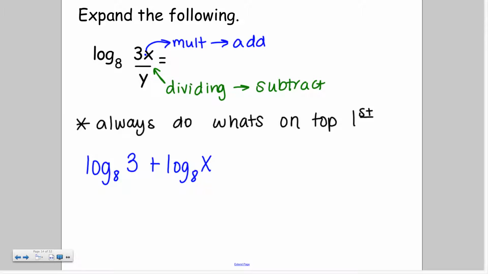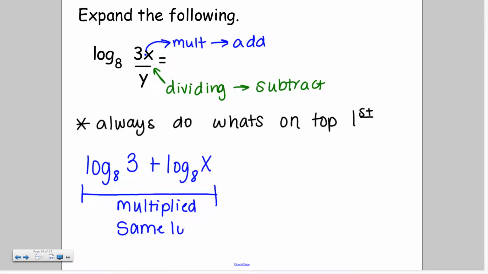All right. Now, if I look at this right here, this is everything that was on top, so I multiplied it. Okay? Everything on top went together, and it went in front. And I keep the same log base. Okay? So always the same log base, no matter what. All right, now that's done with the top. So then we're dividing by y. So we're going to subtract log base 8 of y.